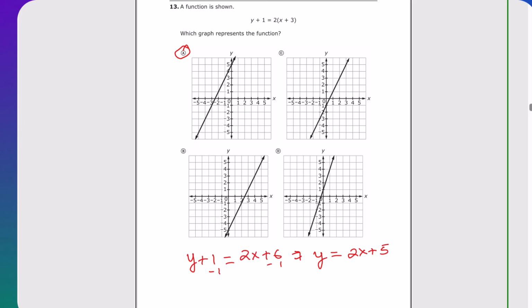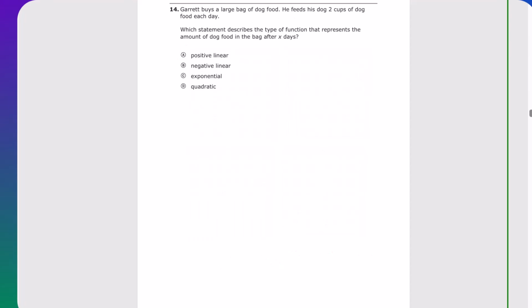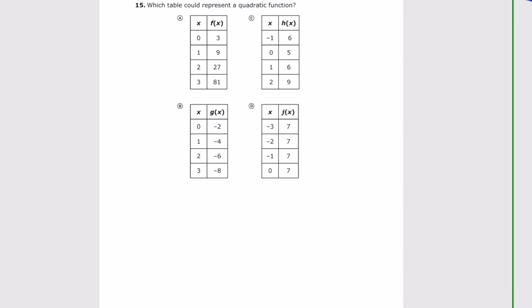Question 14. Type of function. Garrett feeds his dog the same amount of food each day. Because the amount in the bag decreases by an equal amount daily, the change is constant and forms a linear relationship. Since the amount goes down over time, it's a negative linear function. B is the answer. Question 15.